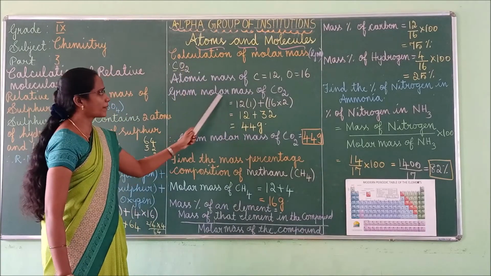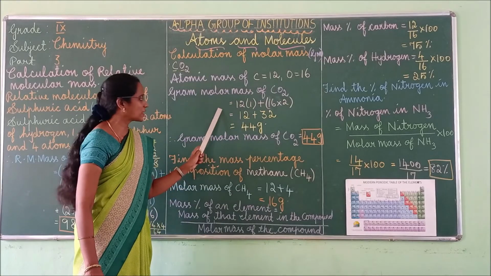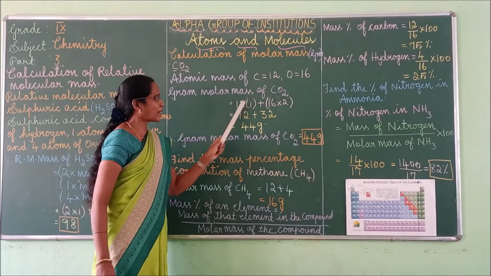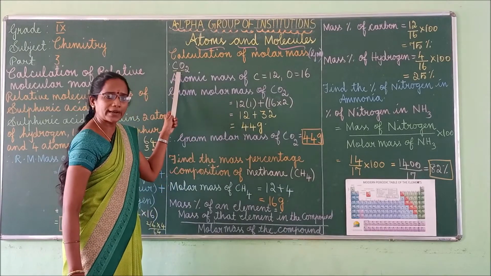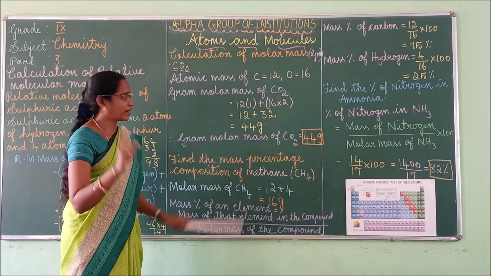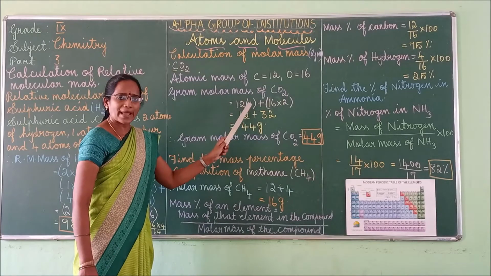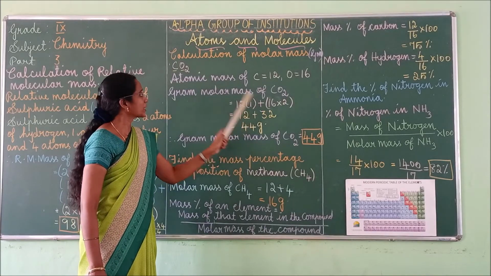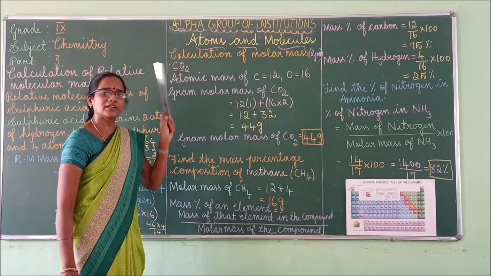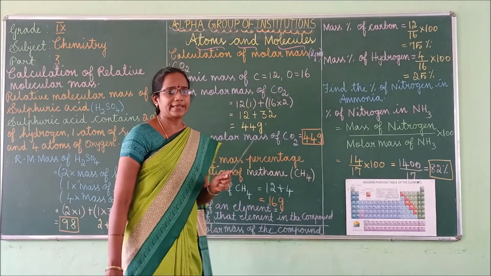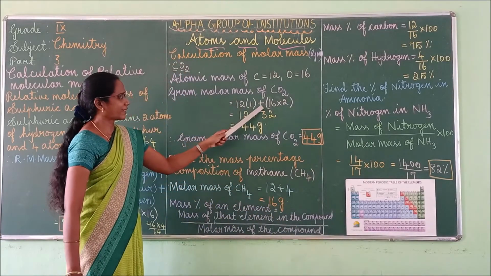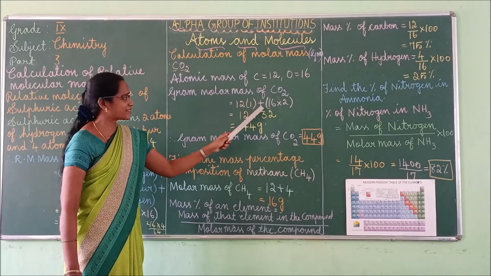You are going to find out for carbon dioxide compound, right? So gram molar mass of carbon dioxide is equal to, what is the atomic mass of carbon? It is 12. Okay. How many carbon atoms are present? Only one. So put it in the bracket like this. Plus, because carbon plus oxygen combines to form the compound carbon dioxide. So we are adding, right? So for the second one, you have to put the plus symbol.